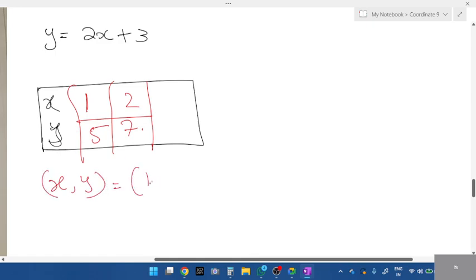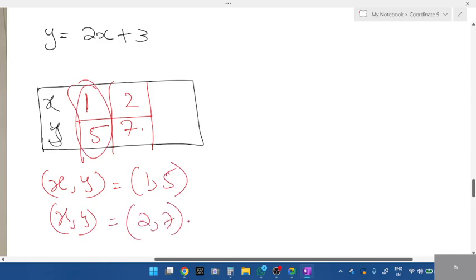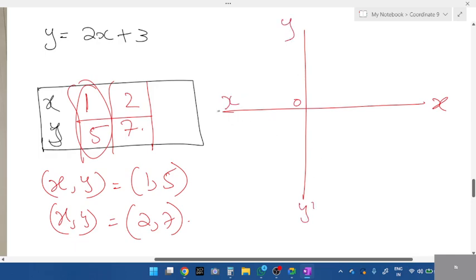Tell me the first one. 1 comma 5. Take like this. For the second point, 2 comma 7. Draw a line. Draw a graph. Both are positive. It should be in the first quadrant. X 0, x dash, y o, y dash. Right. Fill up all the points. Should I take 1, 2, 3, 4 or 2, 4, 6, 8? Because 7 is given. What should I take?